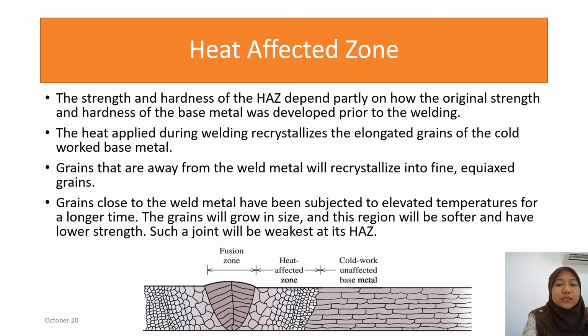That's why if you look under the microscope, the rod structure is slightly elongated, normally due to the rolling process. So the grains get elongated. Okay, so grains that are away from the weld metal recrystallize into fine equiaxed grains. Grains close to the weld metal have been subjected to elevated temperature for a longer time. So these grains will grow in size and this region will be softer and have lower strength. Such a joint will be weakest at its heat affected zone.